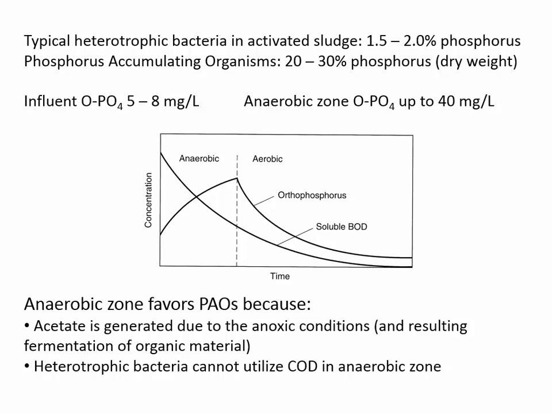If we didn't go through this cycle of starving it temporarily, it would maybe only accumulate 10% of its dry mass as phosphorus. But it takes up 3 times as much because of the temporary anaerobic zone.